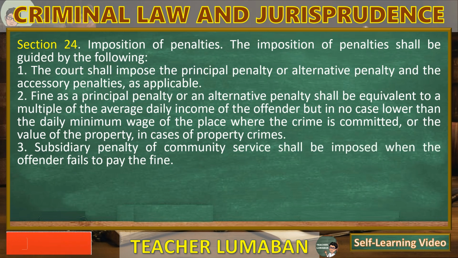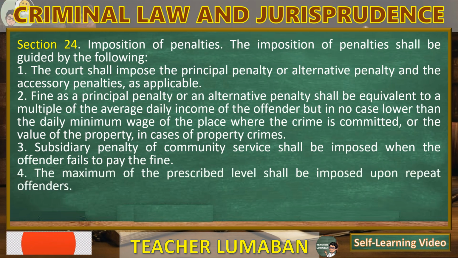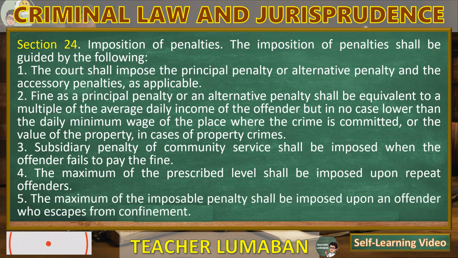3. Subsidiary penalty of community service shall be imposed when the offender fails to pay the fine. Ang subsidiary penalty ng community service ay dapat ipataw kapag ang nagkasala ay hindi nagbabayad ng multa. 4. The maximum of the prescribed level shall be imposed upon repeat offenders. Ang pinakamataas ng itinakdang antas ay ipapataw sa mga umuulit na nagkasala. 5. The maximum of the imposable penalty shall be imposed upon an offender who escapes from confinement. Ang pinakamataas na parusa ay ipapataw sa isang nagkasala na tumakas mula sa pagkakakulong.